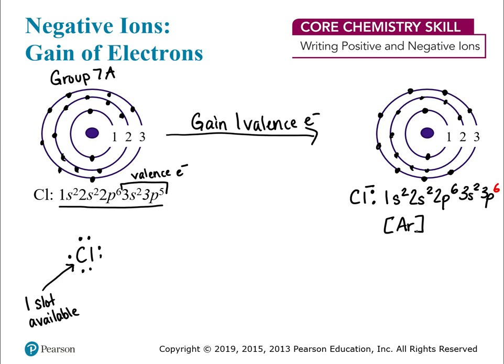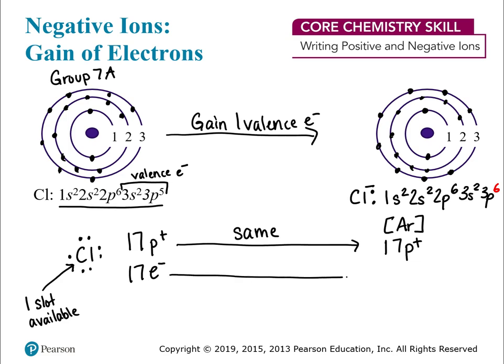So let's look back at the chlorine atom. If we're looking at a periodic table, we can figure out how many protons and electrons a neutral atom of chlorine has. The atomic number is 17, so it has 17 protons. Neutral atom means that you have the same number of protons as you do electrons. We didn't do anything to the protons. So there's still 17 there. And that's what makes chlorine chlorine. So it stays the same. But we gained one valence electron. So we increase the number of electrons.